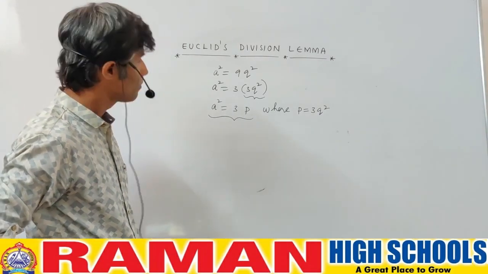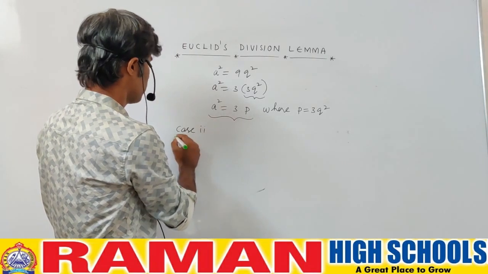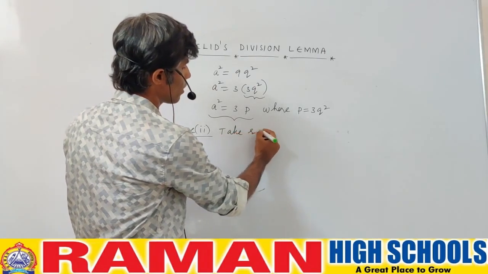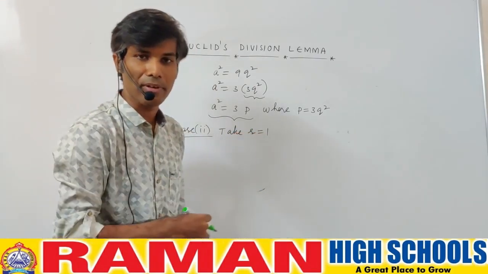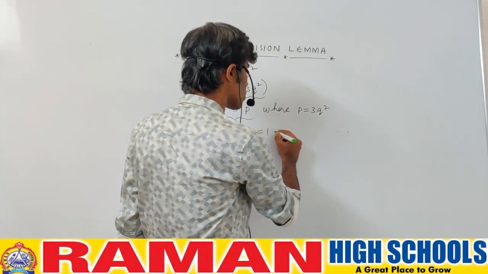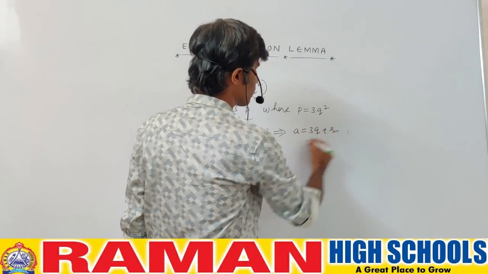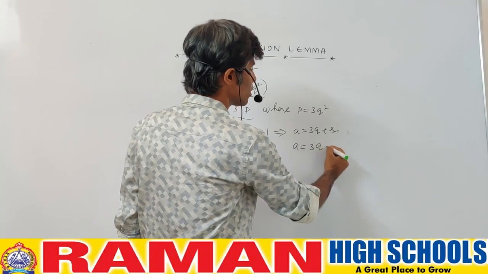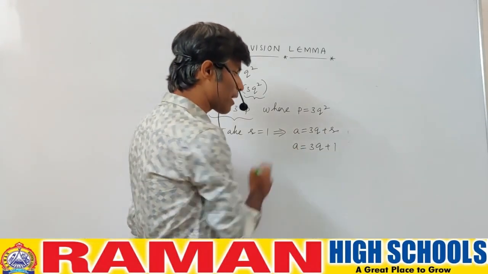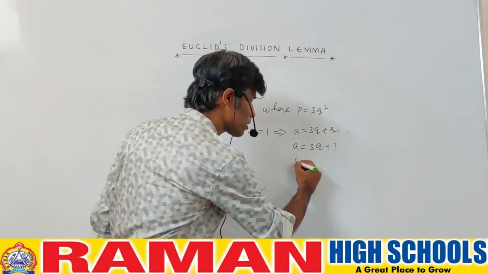Let us take case 2. In this case 2, take r equals to 1. In the previous case we have taken r equals to 0. Now we are taking r equals to 1. We substitute this r equals to 1 in a equals to 3q plus r. That is a equals to 3q plus 1. Here a is a positive integer but we need the square of a positive integer. So we will take squaring on both sides.